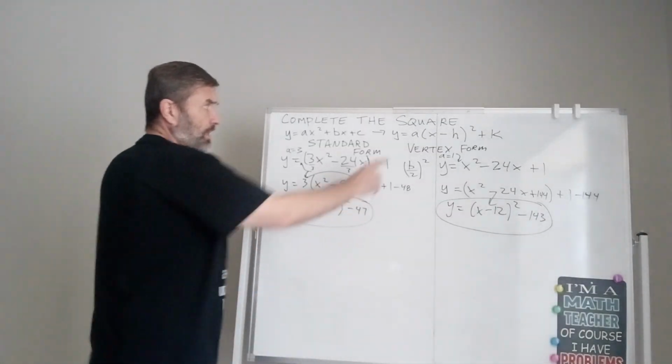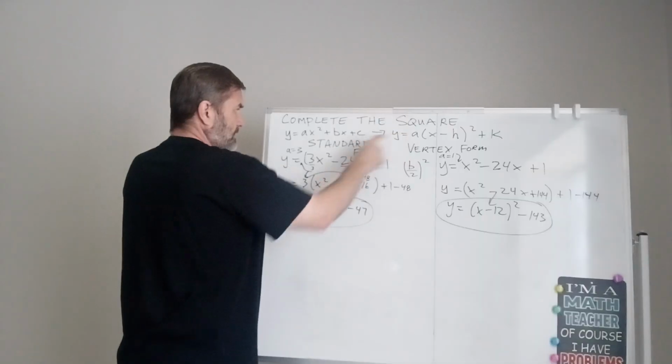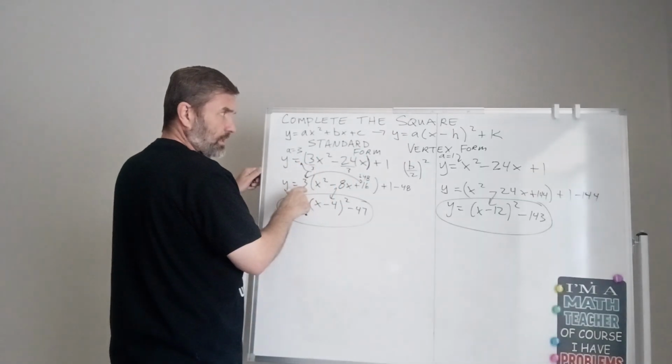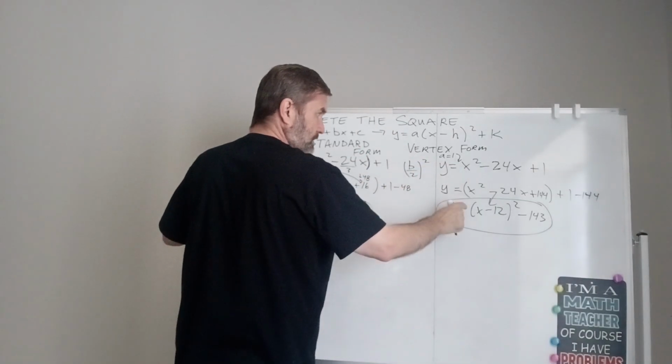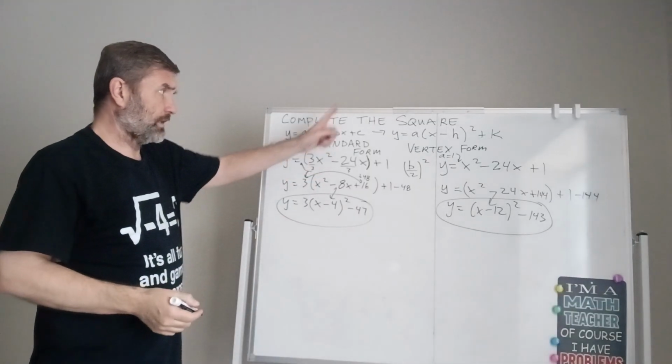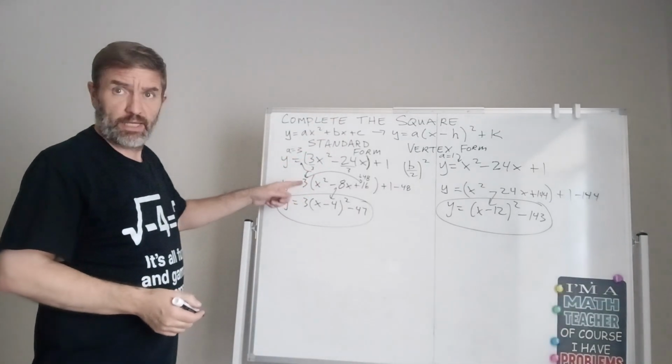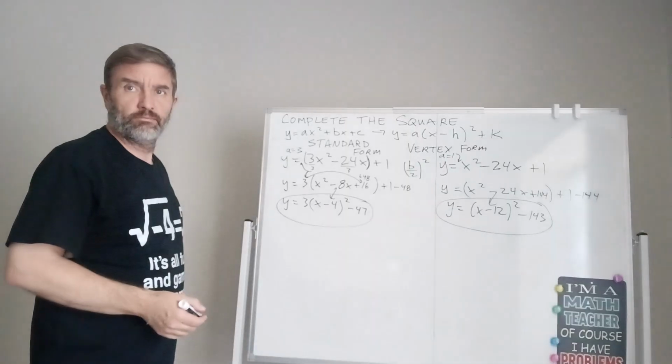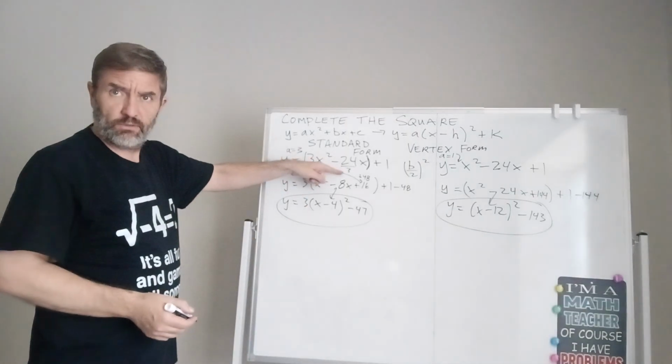And you'll notice that these two a's are the exact same. See, it was 3x squared here, it's a 3 here. It's a 1x squared here, it's a 1 here. And that's always going to be the case, because the way you go from standard form to vertex form is always factoring the a out, so you'll have the a in front. And just don't forget to do this division.